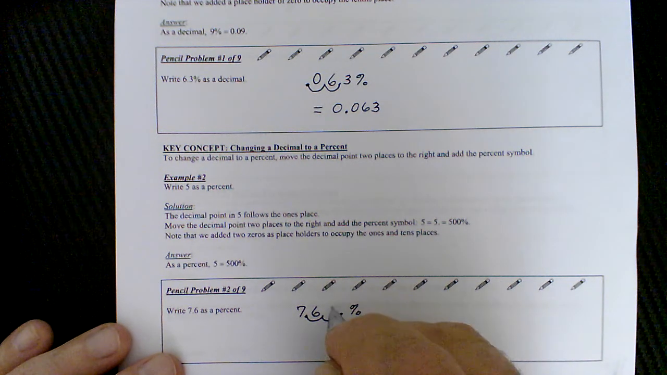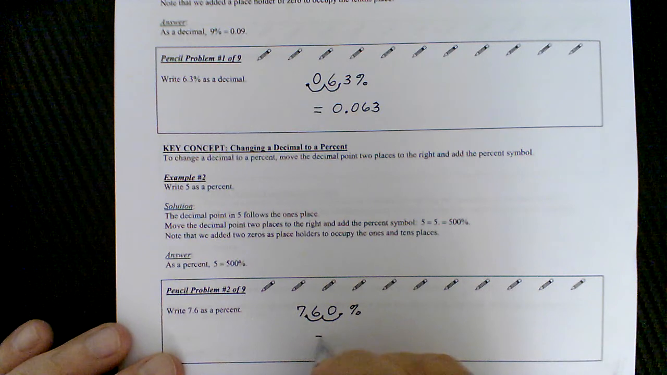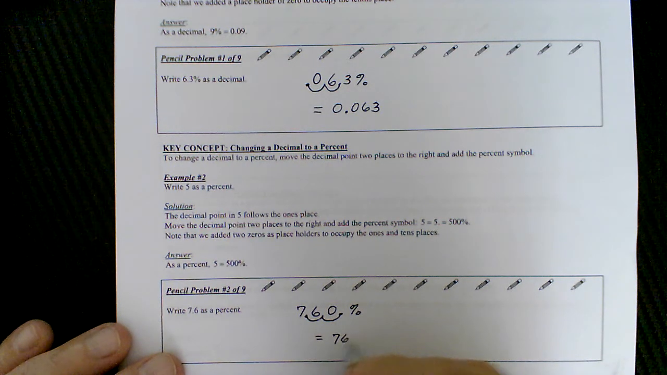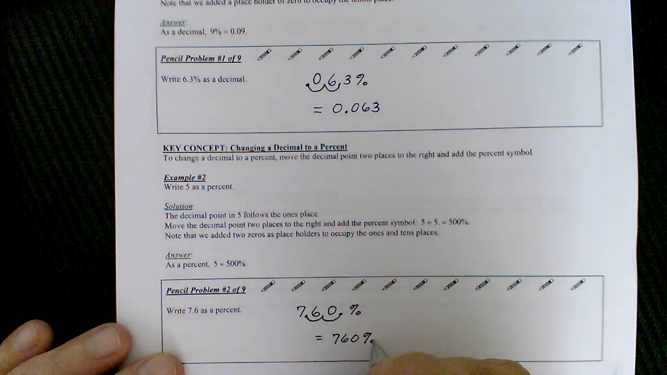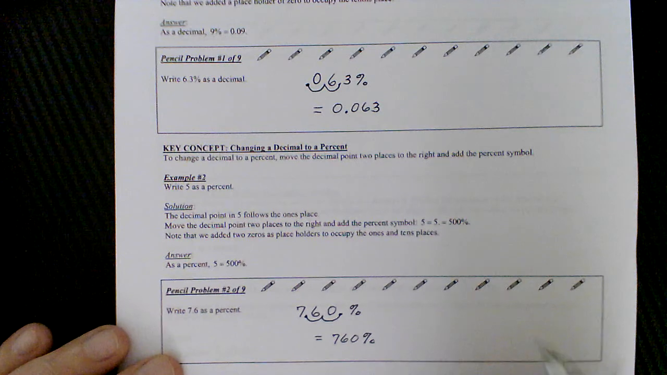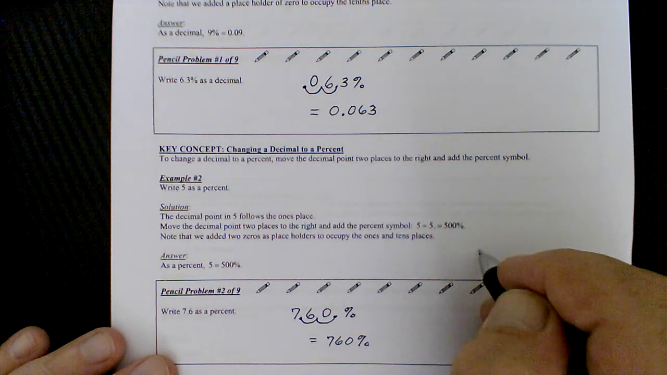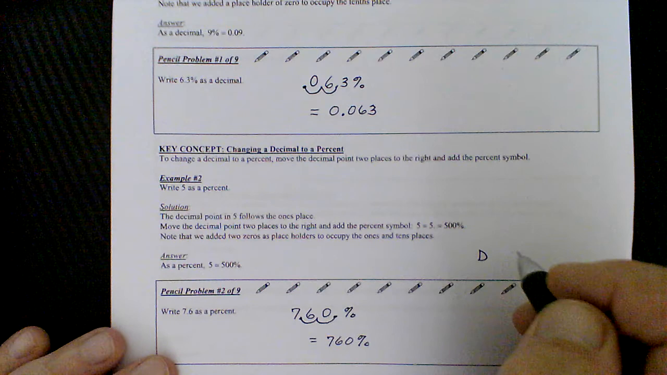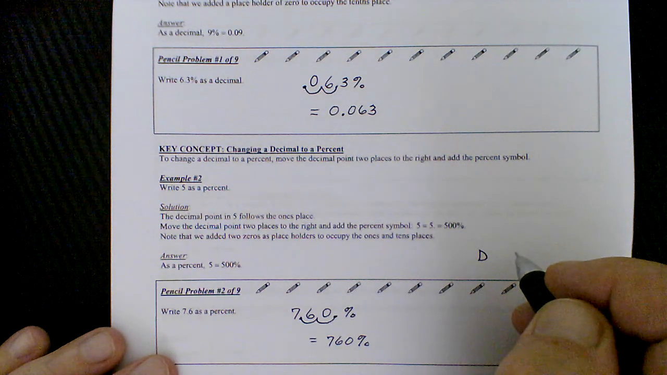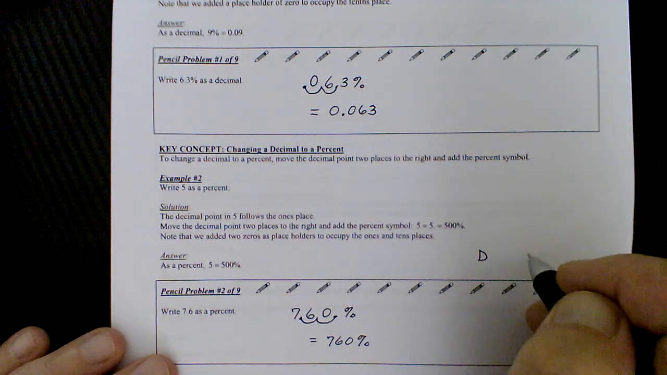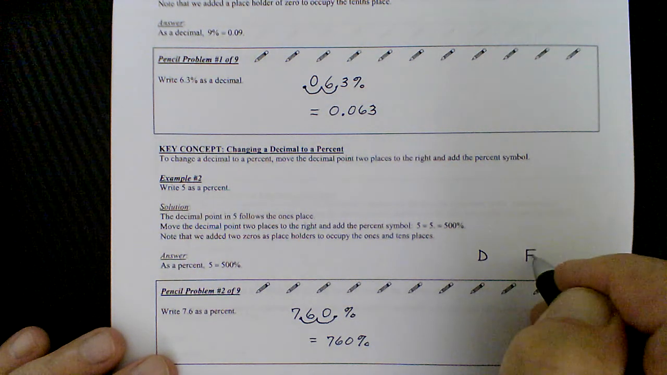Again, we see a need for a placeholder, and so let's recopy. That would be 760%. Now, just as a little trick to remember which way to move, put the first letter of each word in alphabetical order. That is decimal D, fraction F.